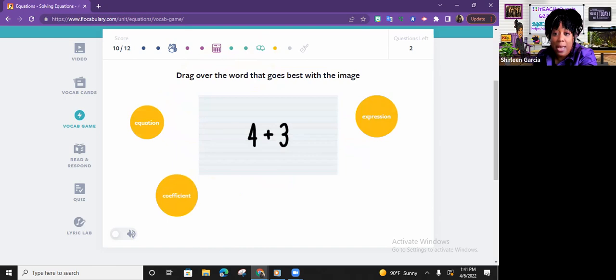4 plus 3. There's no equal sign. Is this an equation, a coefficient, or an expression? No equal sign. Can't solve it, even though we know off the top of our head what 4 plus 3 is. We cannot solve this because it does not have an equal sign.